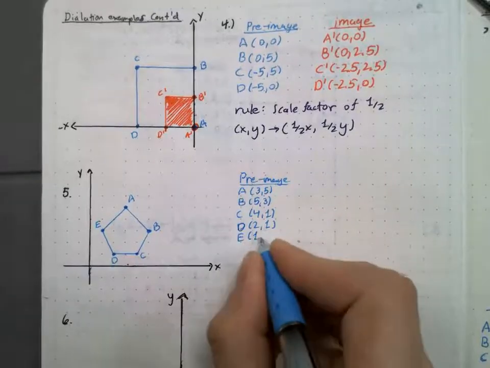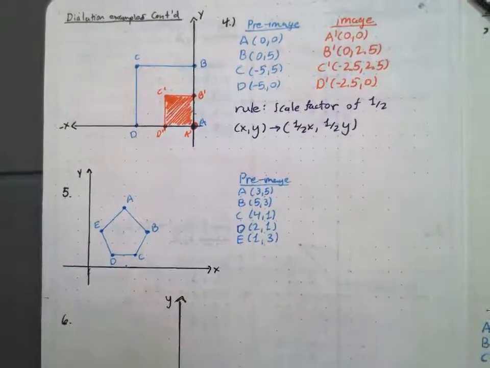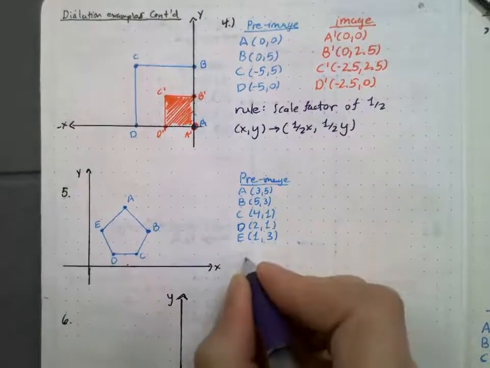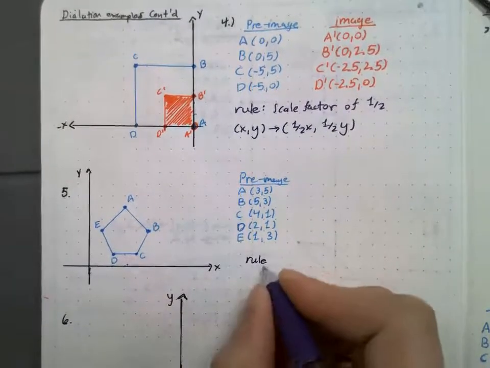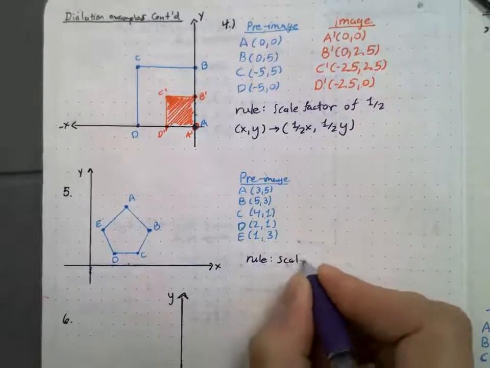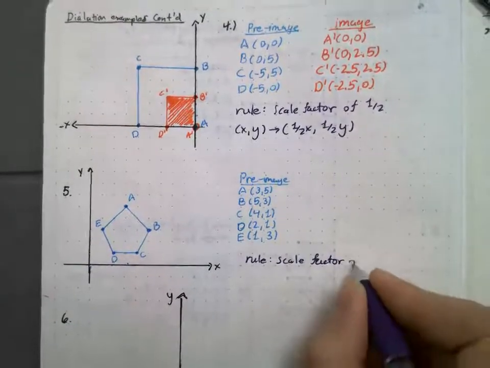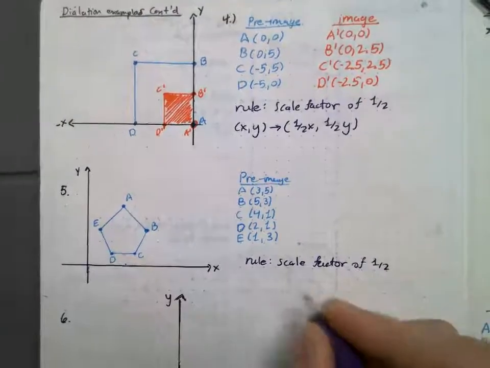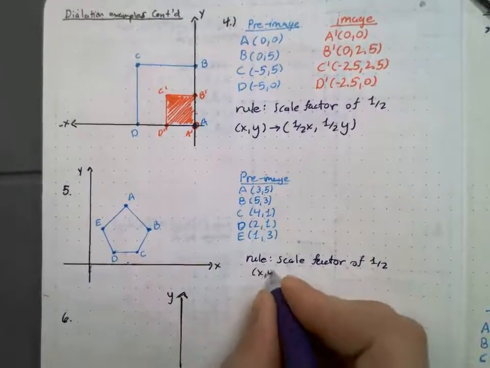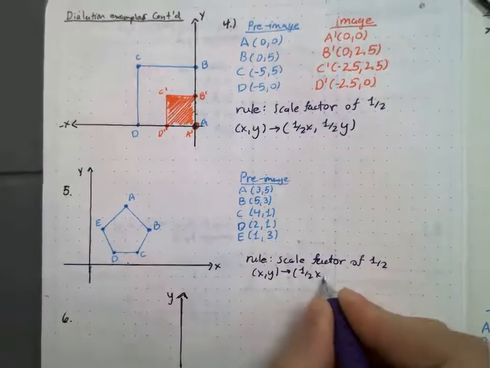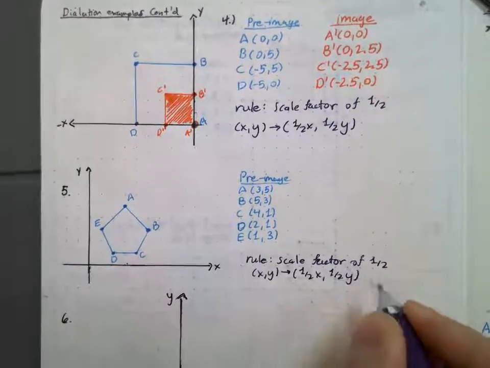I can. It's loud. E is 1, 3. And instead, I'm not going to give you guys the image yet. I'm going to give you the rule instead. Our rule is scale factor of, again, 1/2. Big surprise. And again, the algebraic write-up for that is (x, y) becomes (1/2 x, 1/2 y).